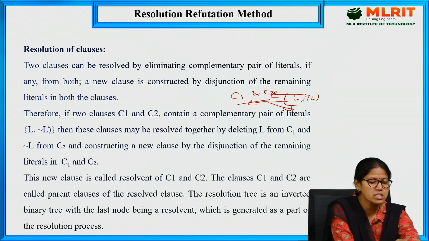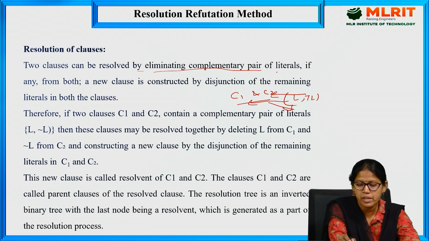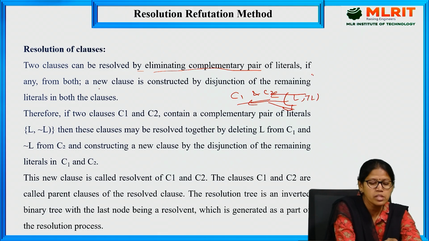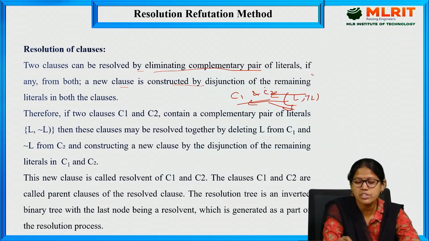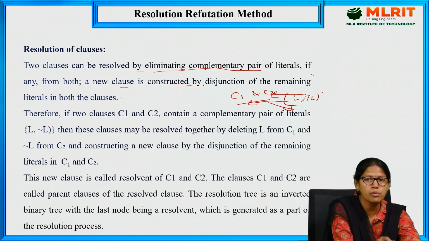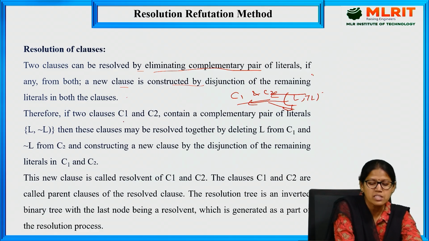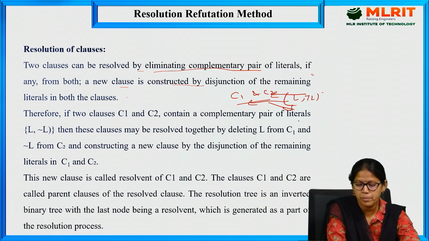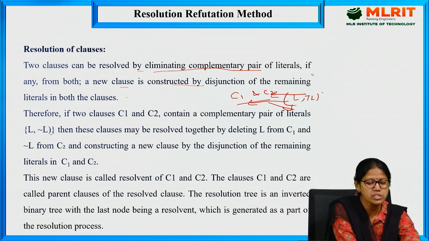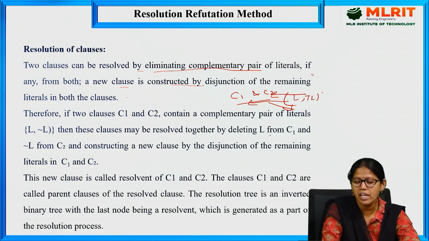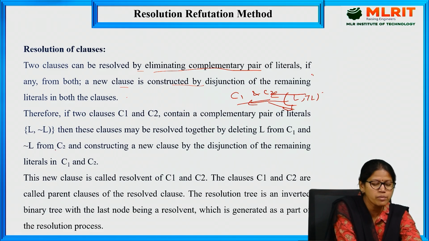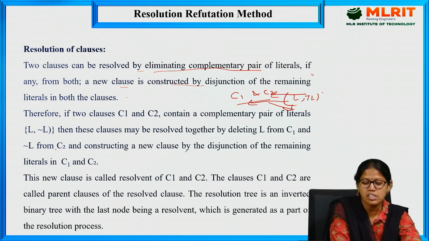Two clauses can be resolved by eliminating a complementary pair of literals from both. A new clause is constructed by the disjunction of the remaining literals in both clauses. If two clauses C1 and C2 contain a complementary pair of literals L and negation L, then these clauses may be resolved together, deleting L from C1 and negation L from C2, and constructing a new clause by the disjunction of the remaining literals in C1 and C2.